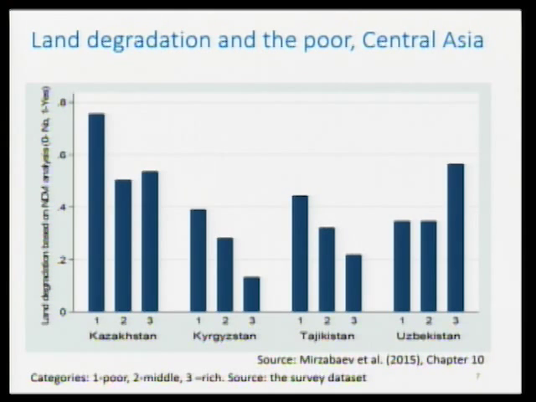So coming to the more household-level data, household-level findings, when we look at Central Asia, what we find is that in most cases, the poorest households, the poorest 30% of households, operate more degraded lands than their richer counterparts. So the poor have more degraded lands than the rich.